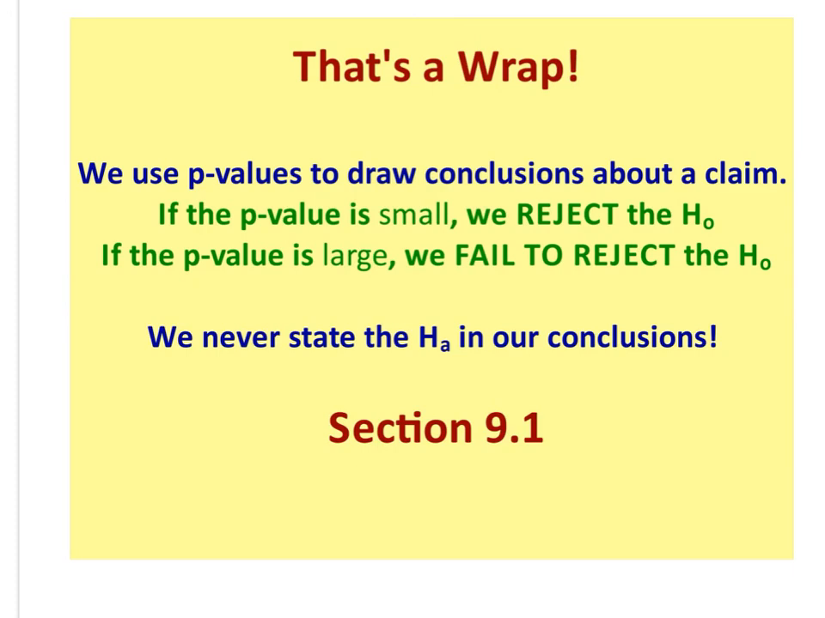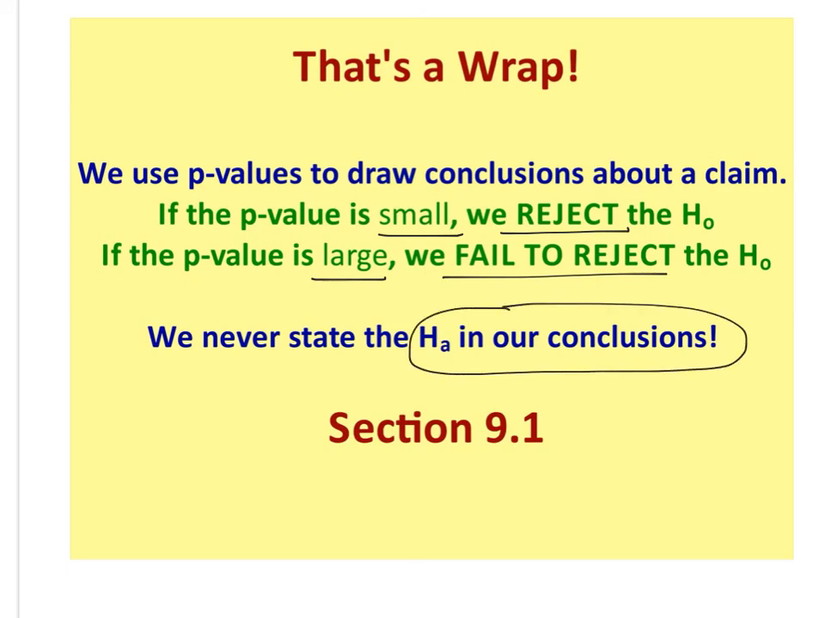So that's a wrap. We use p-values to draw conclusions about a claim. If the p-value is small, we reject the null hypothesis. If the p-value is large, we fail to reject. And we never state the alternative in our conclusions.